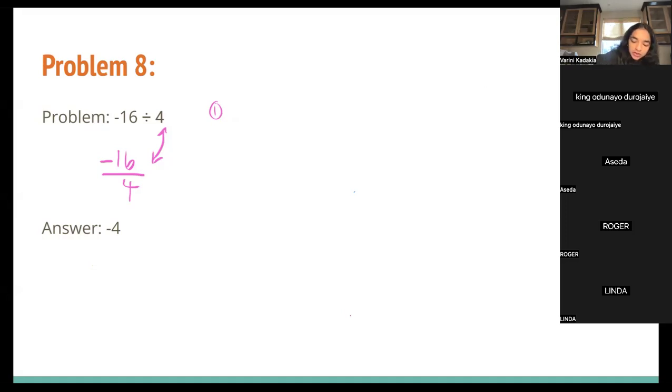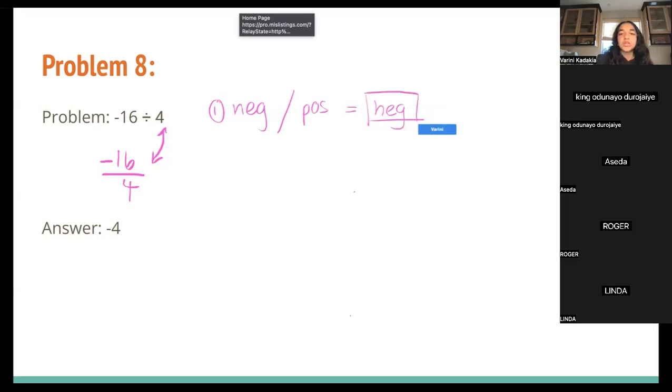Okay, we're going to use that negative divided by positive equals negative. So we know our number is going to be negative at the end, right? So now let's do 16 divided by 4. Okay, 1, 2, 3, 4, 1, 2, 3, 4.